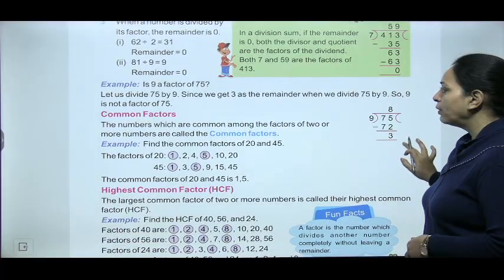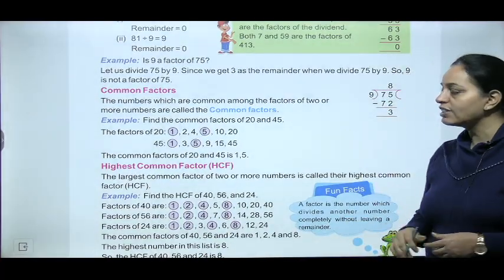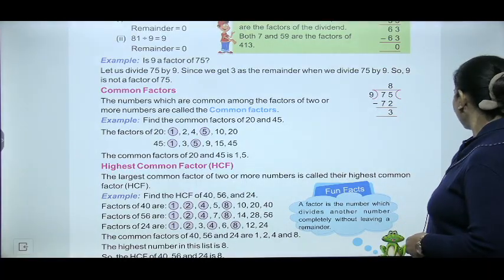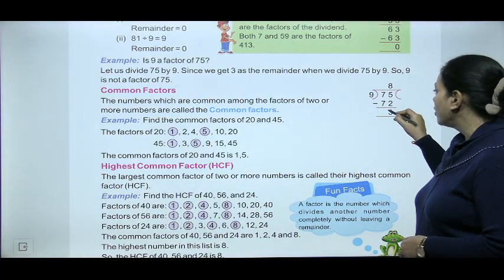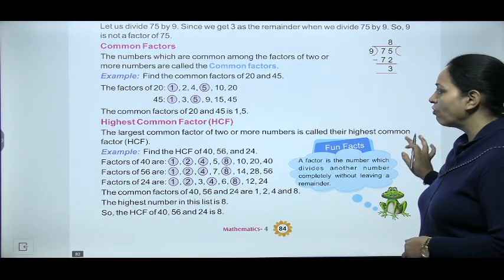Now the next example: is 9 a factor of 75? तो 75 को हम 9 से divide करके देखेंगे. But here we are getting remainder 3. So that's why 9 is not a factor of 75.